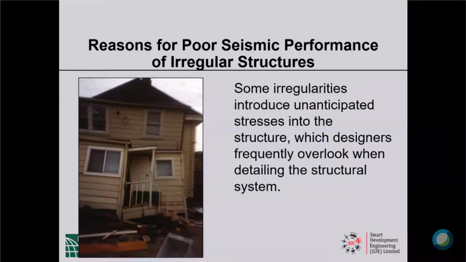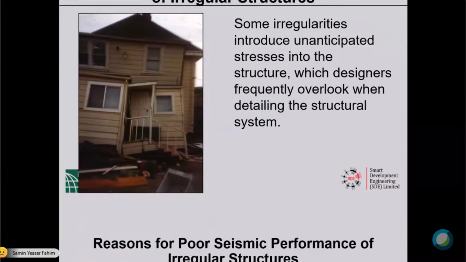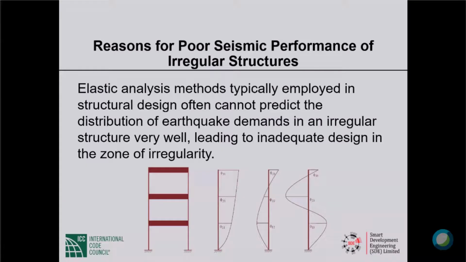Some irregularities introduce unanticipated stresses into the structure, which designers frequently overlook when detailing the structural system. You see the picture to the left. It is pretty descriptive. Elastic analysis methods, and this is very important, typically employed in structural design, often cannot predict the distribution of earthquake demands in an irregular structure very well, leading to inadequate design in the zone of irregularity. This is elastic versus inelastic. This is not static versus dynamic.